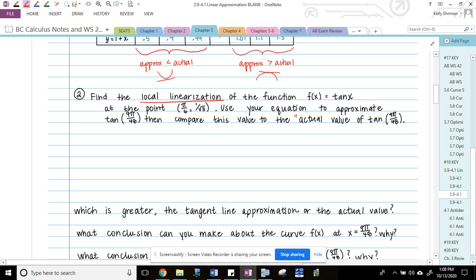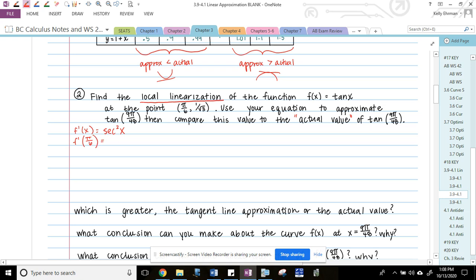We're going to put that in quotes because we're going to use our calculator, which is still going to approximate a value for tangent of 9 pi over 48. All right, so let's find the tangent line equation first. We need to find the derivative of tangent x, that's secant squared x. We need to evaluate the derivative at the point of tangency, which is when x equals pi over 6.